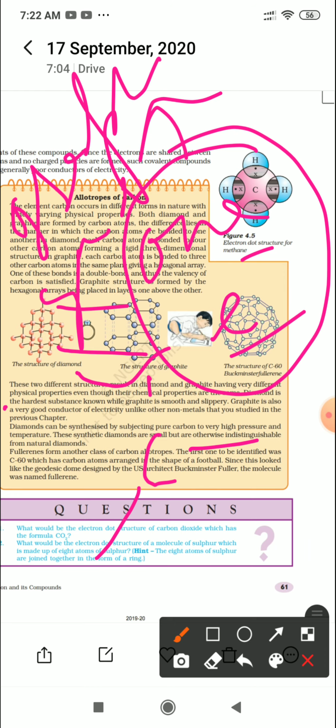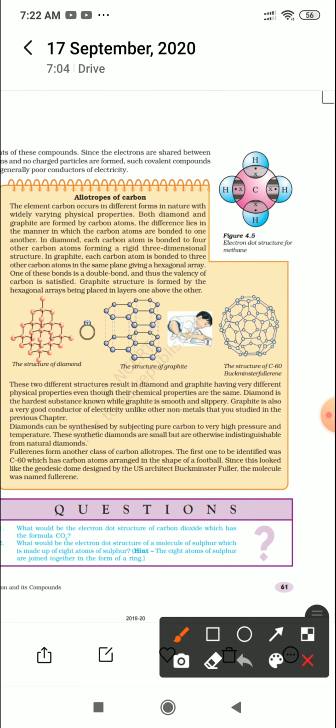Okay, now we come to the third, the fullerene. The structure of the fullerene was given by Buckminster Fuller, a US architect. Because of Buckminster Fuller, these structures are called fullerenes. They are also carbon compounds and allotropes of carbon, and they have a cage-like structure. It's like a ball, you can see it like a ball.